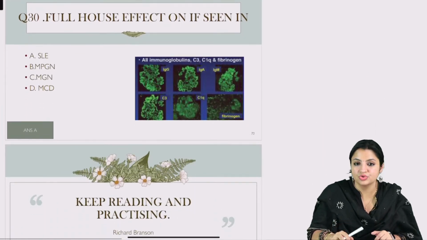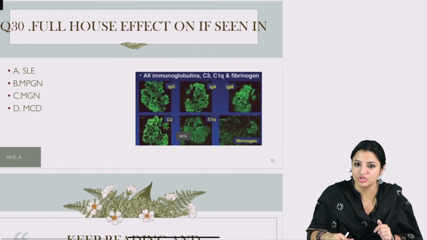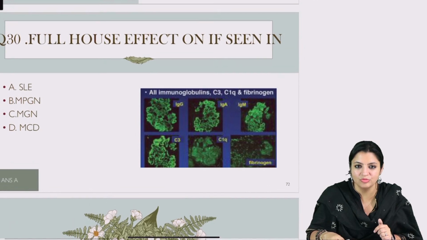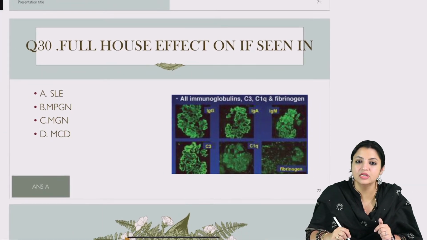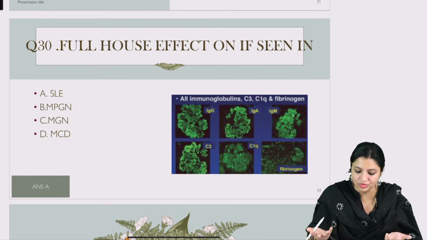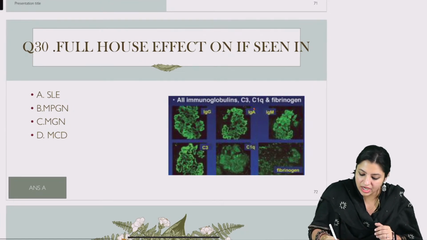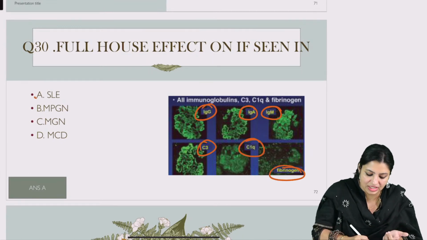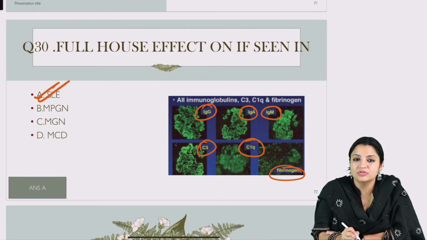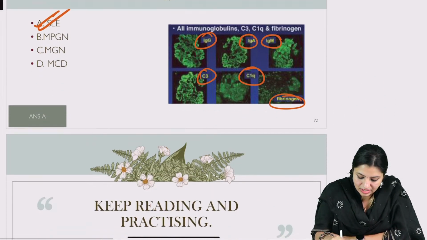Now the last question of the day, question number 30. Enough questions, we have discussed lots and lots of questions. Full house effect is seen in which condition? All of you know full house effect means presence of IgG, IgA, IgM and the complement proteins together with fibrinogen is called full house effect, which is typically seen in SLE. So full house effect is a very classical thing which is seen in SLE.